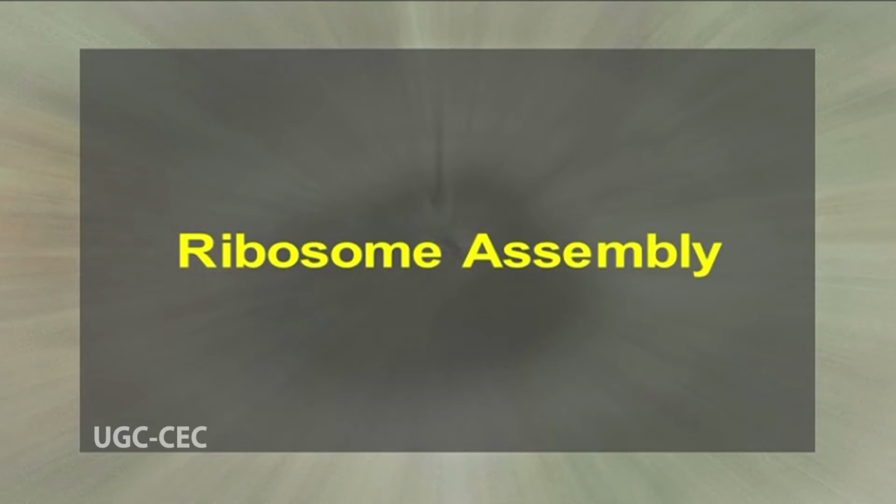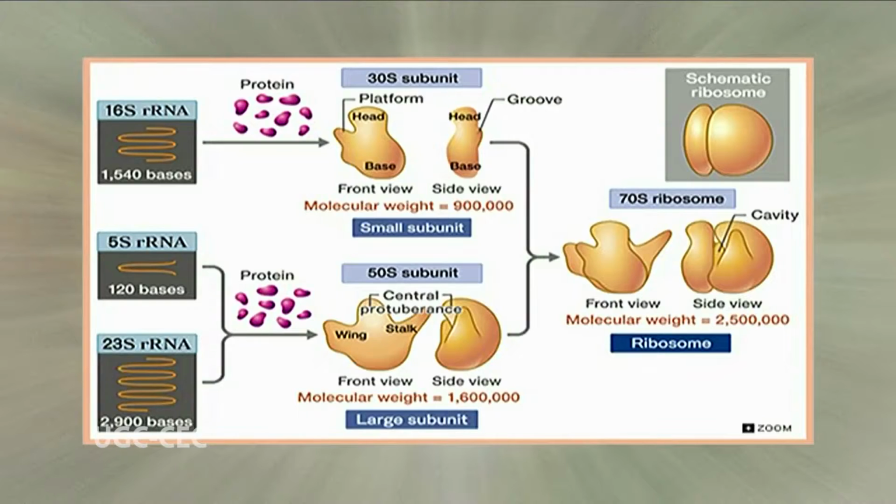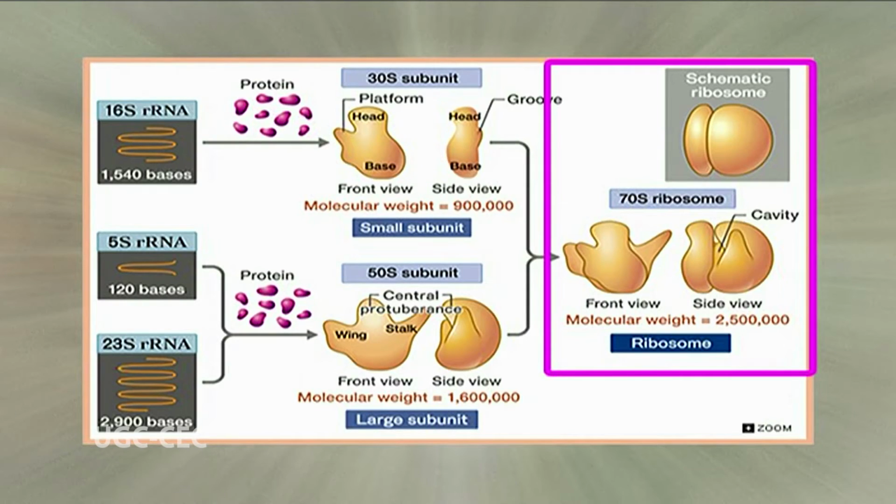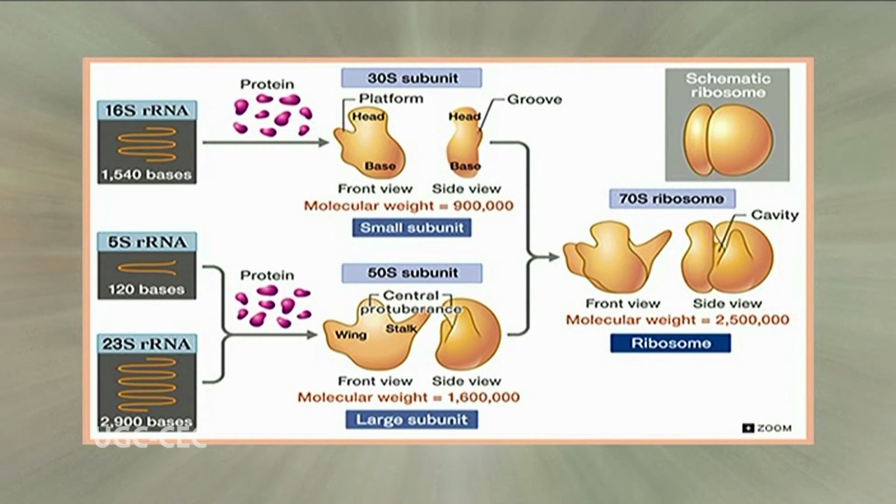Ribosome assembly. The formation of ribosomes involves the assembly of the ribosomal precursor RNA with both ribosomal proteins and 5S rRNA.